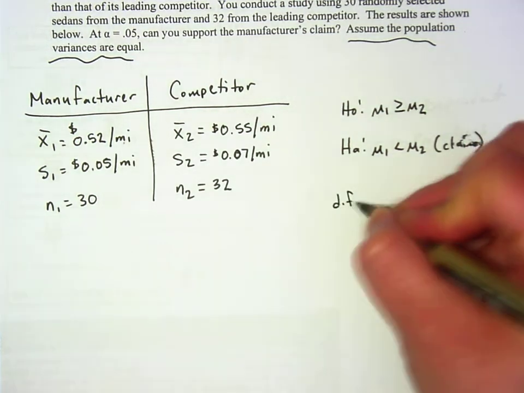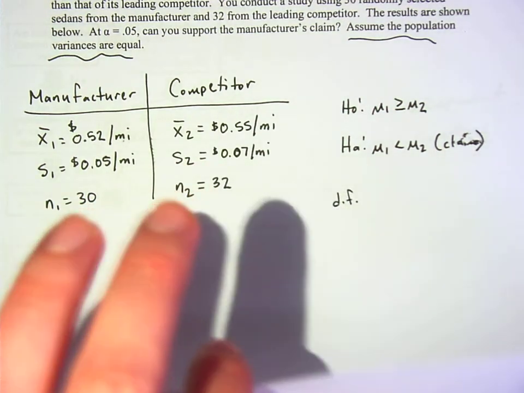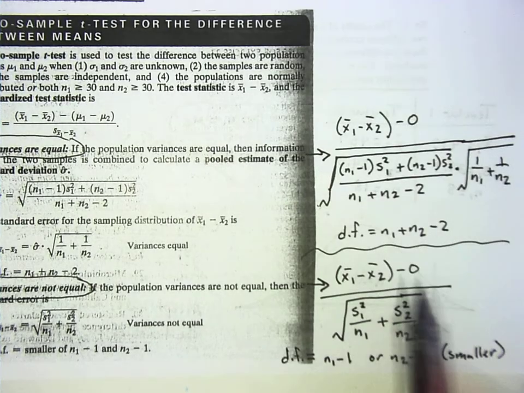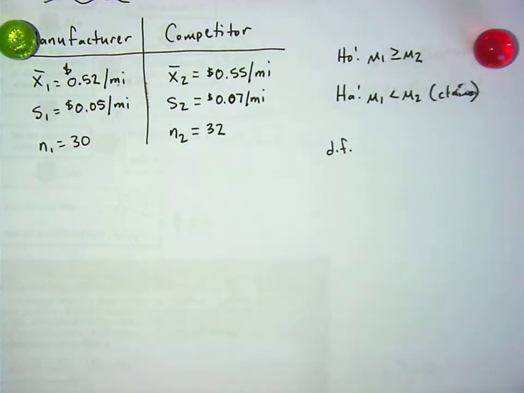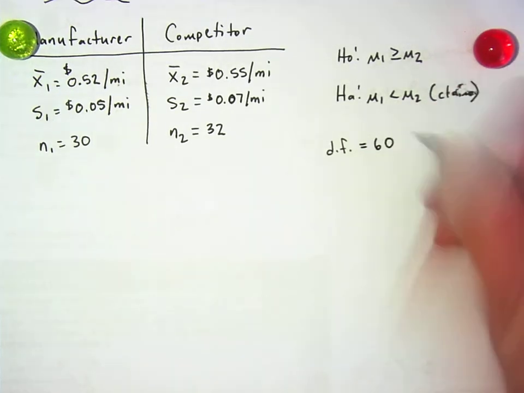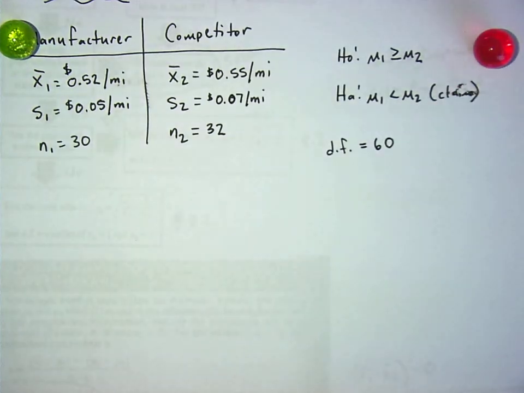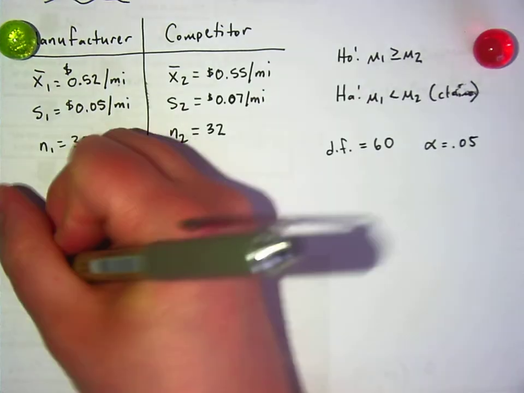Let's figure out that degree of freedom right now. Isn't this the one where you add them together and then minus 2? Yeah. So if you look at that front page, it says that the degree of freedom was add them together and then minus 2. So let's see, 30 and 32 is 62 minus 2 is 60. And alpha is going to be 0.05. All right, let's draw a picture.